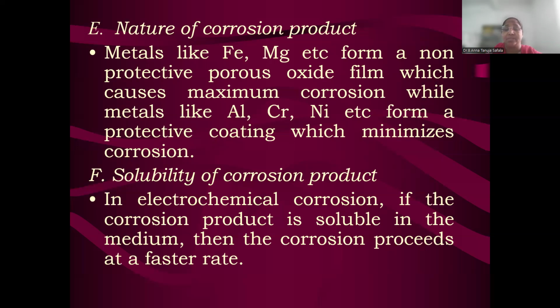Since that is porous in nature, continuous penetration of oxygen can be there onto the metal, which will lead to continuous accelerated corrosion. Similarly, in case of magnesium also, that possesses a porous oxide film. In contrast, if you see aluminum, chromium, nickel, they are also exhibiting metal oxide films, but the latter metal oxide films are highly protective because they are stable metal oxide films.